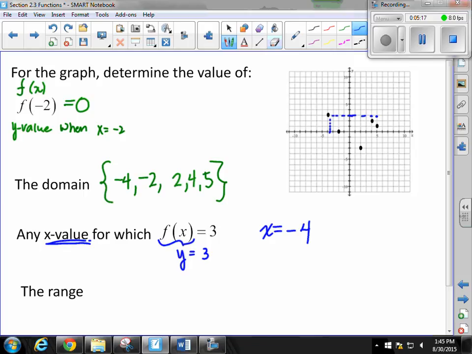And my range are all of the y values that I have. So again, if I go across from each of my points to figure out where is that on the y-axis, it looks like I have -3, 0, let me write these down, -3, 0, 1, 2, and 3. And that's the range for this particular function.